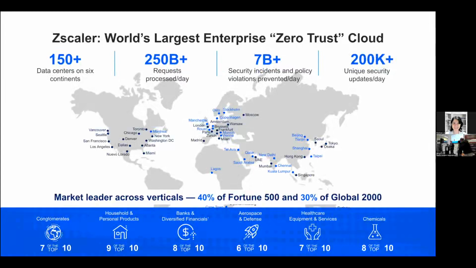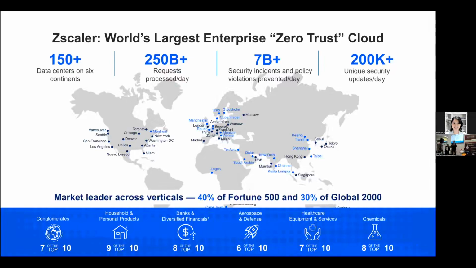Zscaler is literally the world's largest enterprise zero trust cloud. When you think about the enterprise users, 40% of the Fortune 500 are trafficking through Zscaler cloud. Every day, 250 billion transactions go through Zscaler cloud.